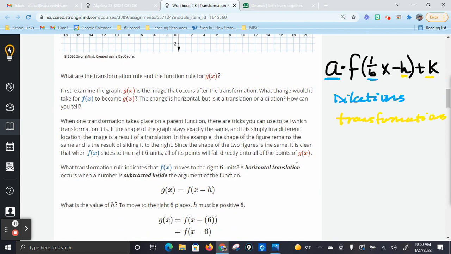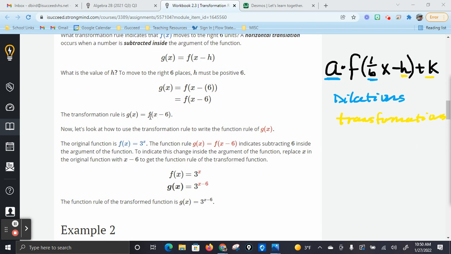We've identified it's a horizontal translation, so this is the h value, and it is moved to the right 6 units. So that means that the h gets replaced by the number that it was translated by, which is 6. So moving down below, g of x is the exact same as f of x, but just f was moved to the right 6 units.